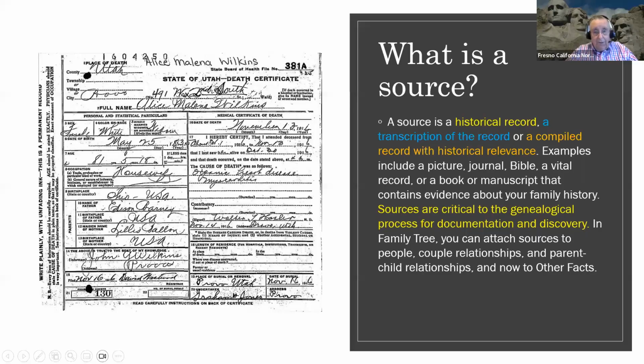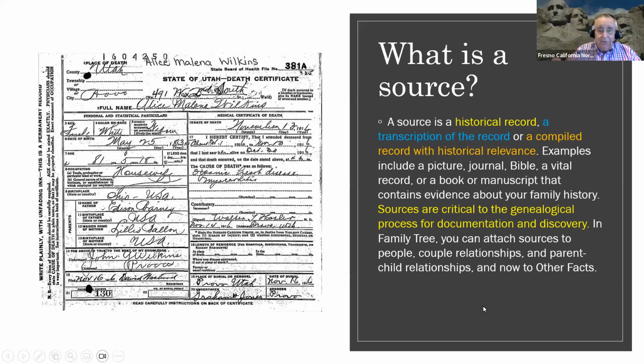Okay, so what is a source? A source is a historical record or a transcription of that record or some kind of a compiled record with historical relevance. Examples could be a picture of something that's historical. It could be a journal. It could be a Bible entry. It could be vital records. It could be a book or manuscript. All those things, there's many different kinds of things that are actually sources.